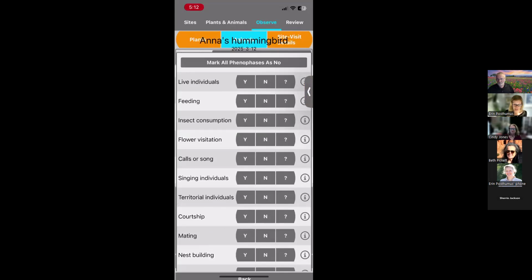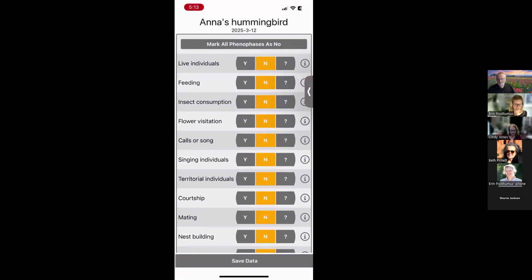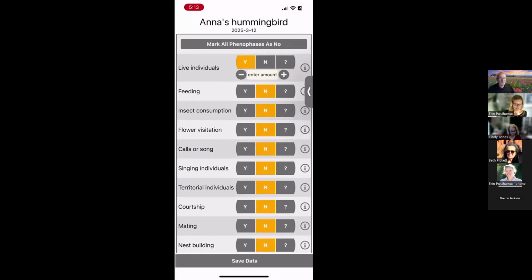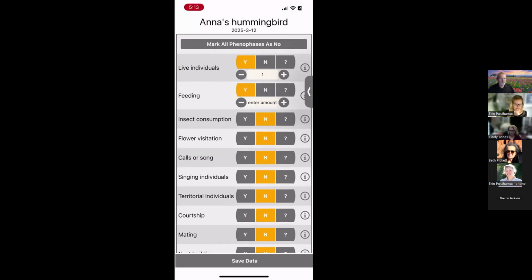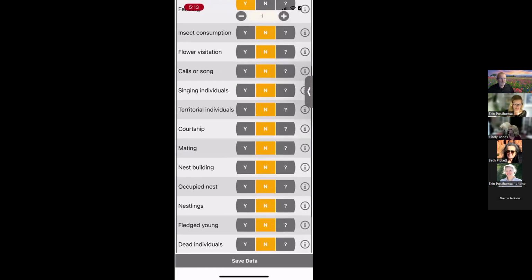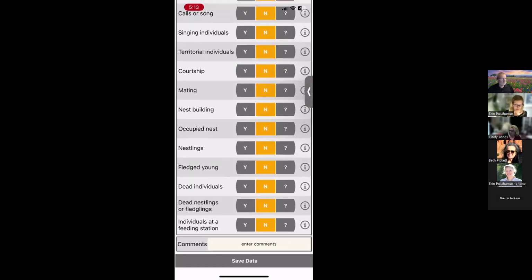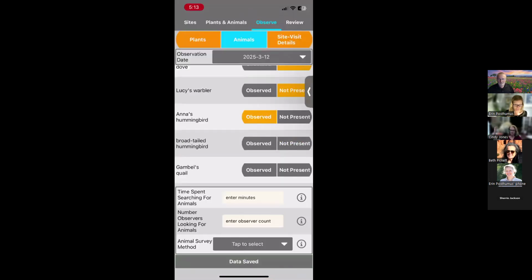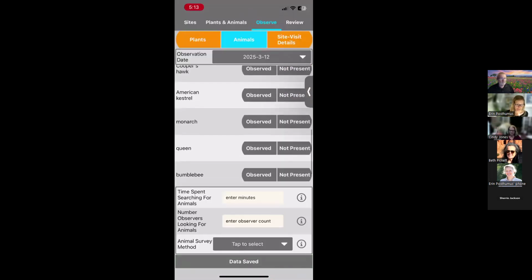I did see an Anna's hummingbird. I'm going to do my cheat again where I do all no first. And then I saw one, and I did actually see it feeding at our feeder. And because it was at our feeder, I'm actually going to also say yes for the feeding station, and then save data. So I'm not going to go through all these, but you get the idea.